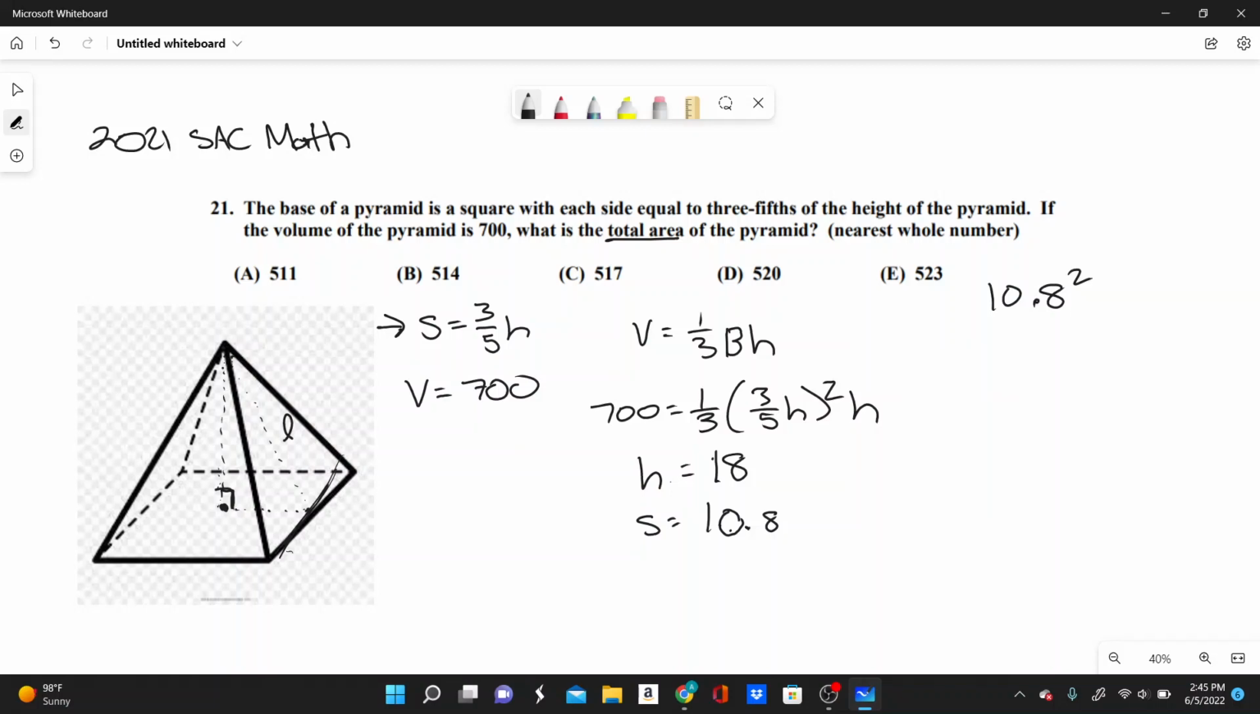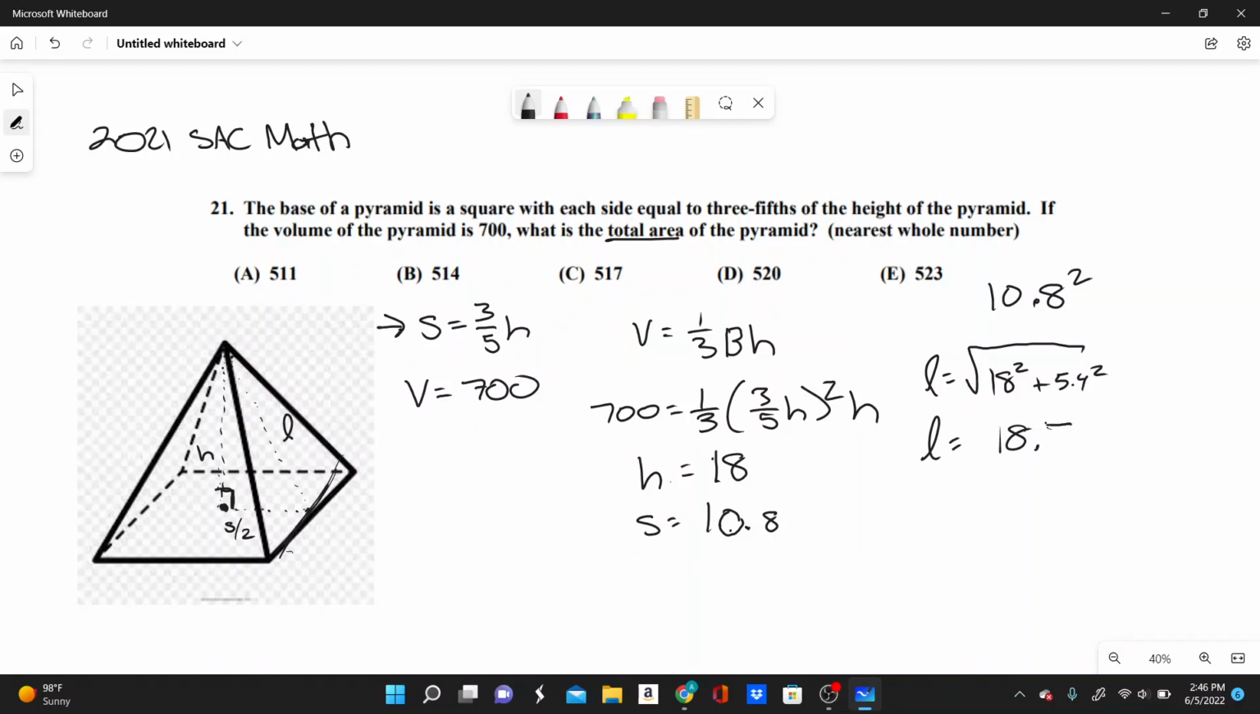But basically, you have this length right here would be side divided by 2. This length right here would be h. And we can just use Pythagorean theorem. So L would be the square root of h squared plus s over 2 squared. Well, h squared would just be 18 squared, and then s over 2 squared would be the same thing as 5.4 squared. And if I do that on my calculator real quick, you get a slant height of 18.79.